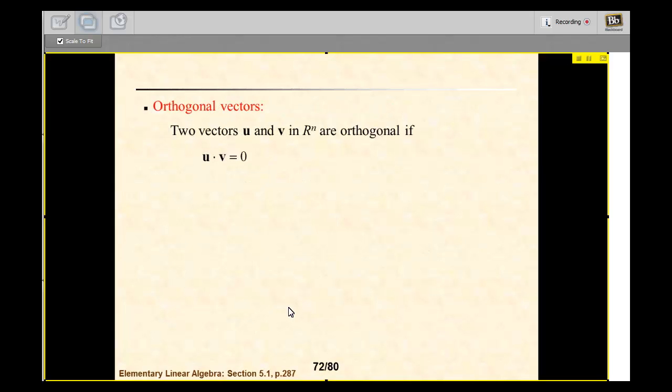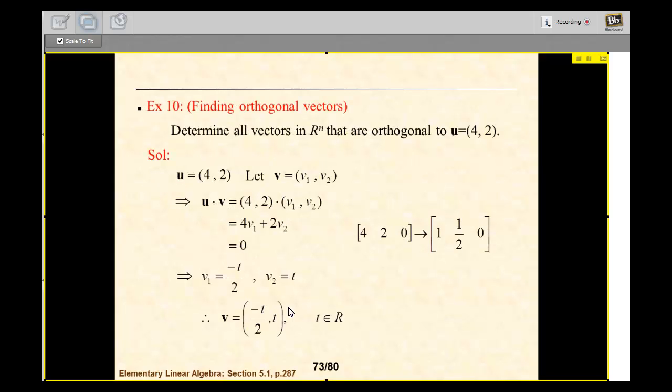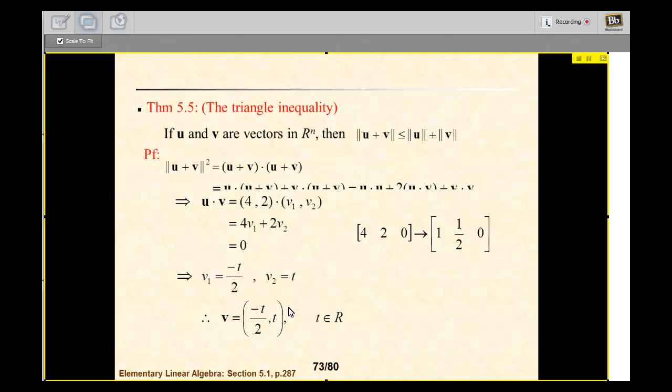Orthogonality: the two vectors u and v are orthogonal if and only if u dot v is equal to 0. So we can write that the zero vector is called orthogonal to every vector. So for finding orthogonal vectors, two vectors u and v are given. So u dot v will be equal to something, and it is given v1 is equal to minus t upon 2, v2 is equal to t. So v is equal to minus t upon 2, comma t, where t belongs to any real number.